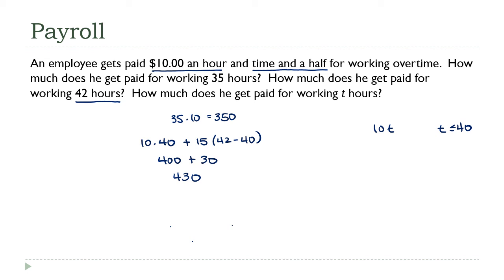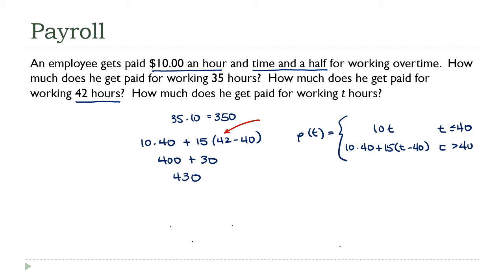All right, now this tells us how we're going to figure out our formula. The only number in this expression here that could change is the 42. Right? Maybe he worked 44, maybe he worked 41. All the other numbers stay the same. So for values of t greater than 40, he's going to make 10 times 40 plus 15 times t minus 40. And there, let's call it P for payroll, right? There is my piecewise defined payroll function. It's a little messy, right?